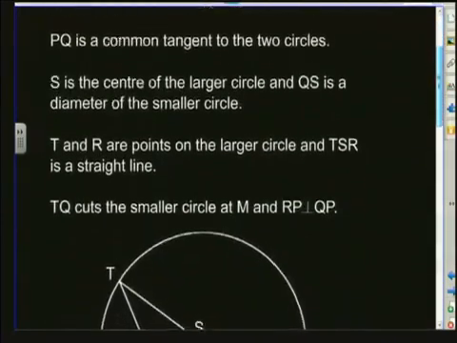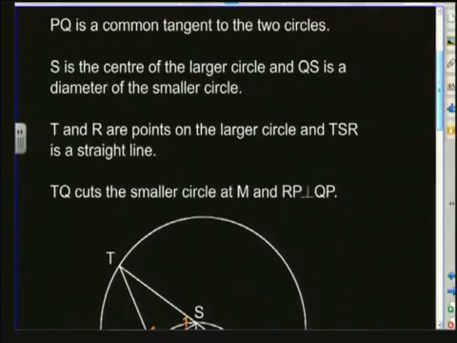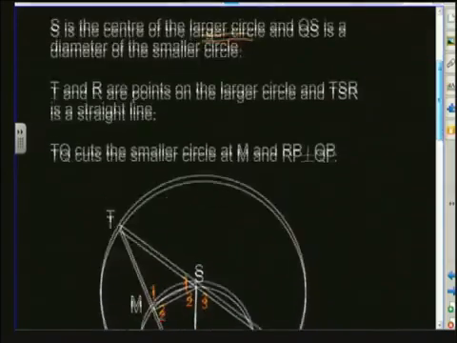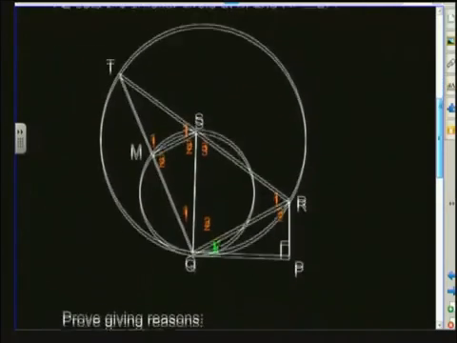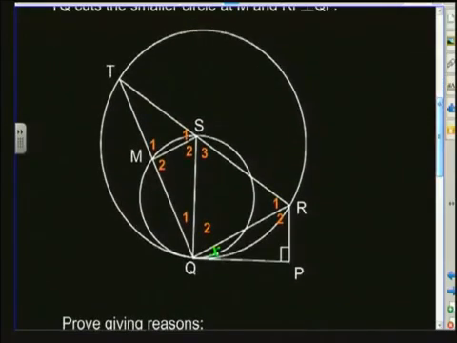So we'll have a look at the diagram just now, but we're told that PQ is a common tangent to the two circles that are drawn. S is the center of the larger circle, and QS is the diameter of the smaller circle. T and R are points on the larger circle, and TSR is a straight line. TQ cuts the smaller circle at M, and RP is perpendicular to QP. So all of that information is given in the diagram as you see.